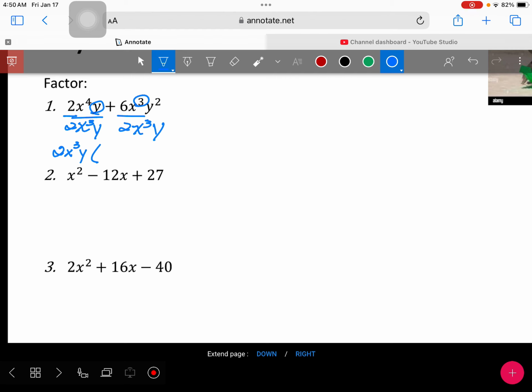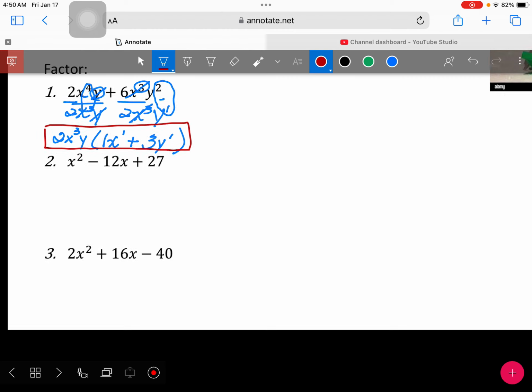2 divided by 2 is 1. X to the fourth divided by x to the third, you subtract, so that's x to the first, and y divided by y is 1. Plus 6 divided by 2 is 3. X to the third divided by x to the third simplifies to 1. Y squared divided by y to the first is going to be y to the first. And there is the answer for the first problem.